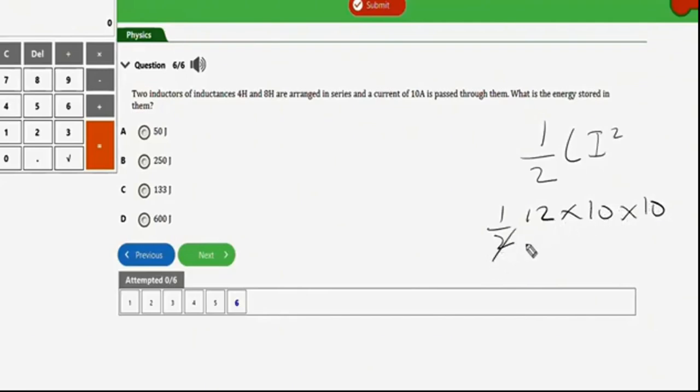So when you divide 12 by 2, you have 6. Then 10 times 10 will give you 100. 100 times 6 gives 600. So the right option in this question will be option D, which is 600 joules. So this is basically how to solve problems involving inductance, induction coil, and energy stored in an inductor in physics. We learned something interesting from this video. Practice with the 5 repeated questions for this subtopic.